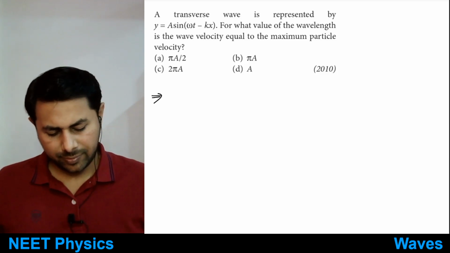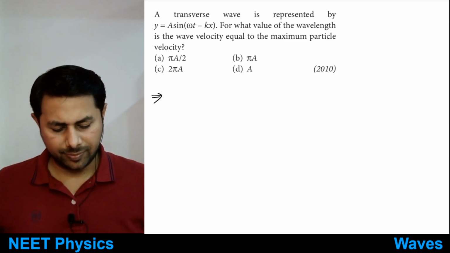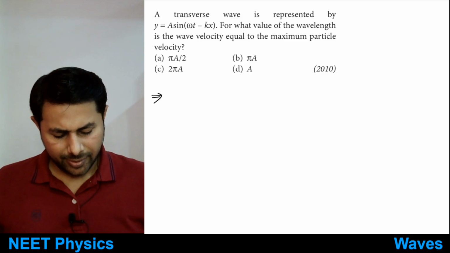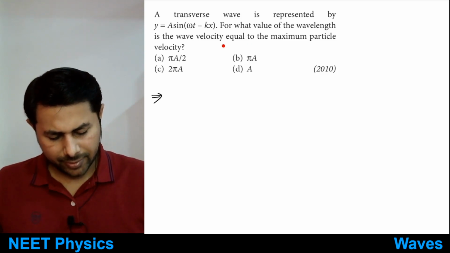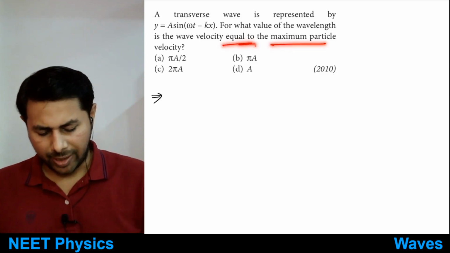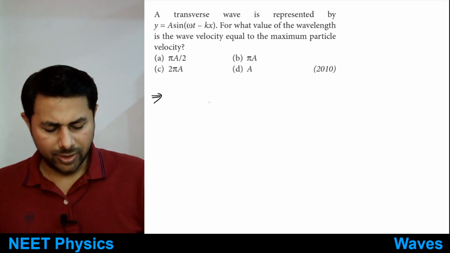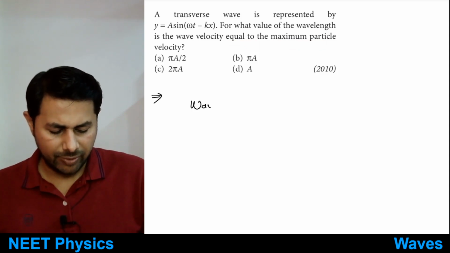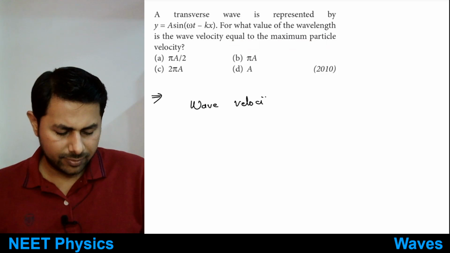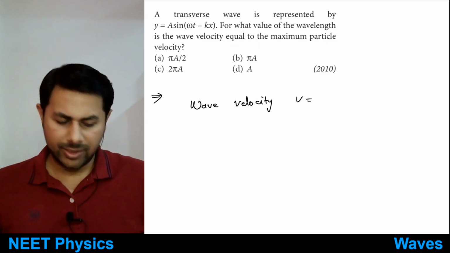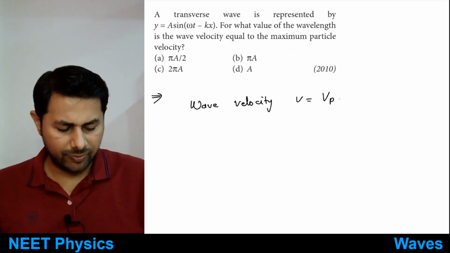So for what value of wavelength is wave velocity equal to maximum particle velocity? Okay, so what is wave velocity? Wave velocity, let's say it is v, is equal to maximum particle velocity, vp max, right?